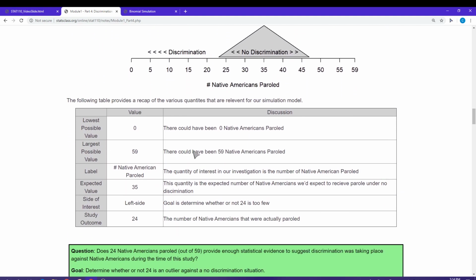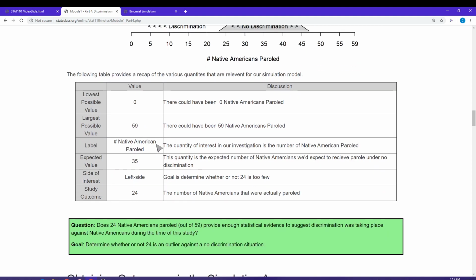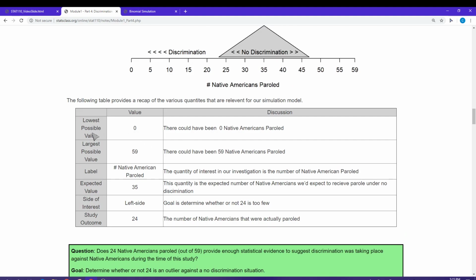Okay, let's look at this table here. That just kind of identifies a whole bunch of different values here. So the lowest possible value that I could have gotten would be 0. There could have been 0 Native Americans paroled. The largest possible value here is 59. There could have been 59 Native Americans paroled. The label, I might ask you on a homework, what would be the appropriate label? And that is just going to be the number of Native Americans paroled there.